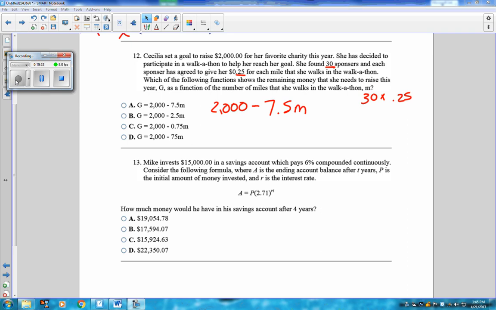So this is the equation we have to have. So every mile she walks, she's subtracting $7.50 from her $2,000 goal. So my answer is going to be A.